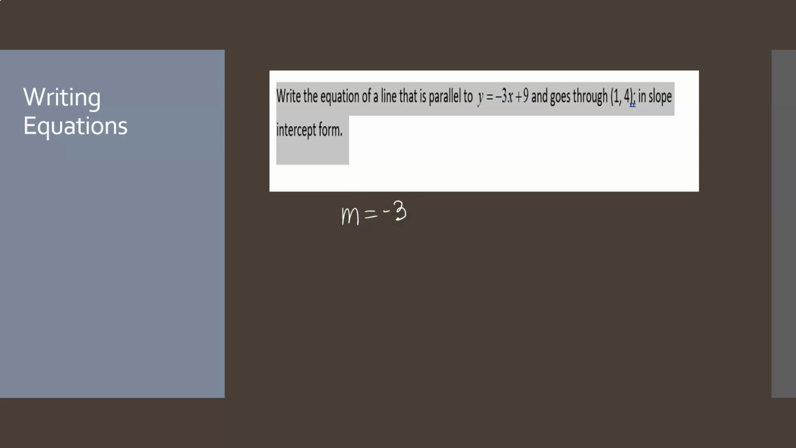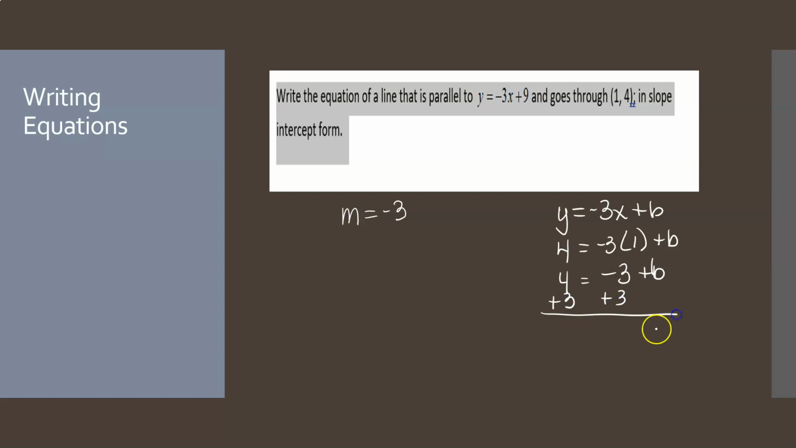Now we need to use that new point to find our new y-intercept. So we're going to plug in what we know, and we're going to take the coordinates of the point and plug them in for your y and your x. So I have 4 equals negative 3 times 1 plus b. So I have 4 equals negative 3 plus b, and I'm going to add 3 to each side. So my new y-intercept is 7. So I'm going to put all of that together: y equals negative 3x plus 7.